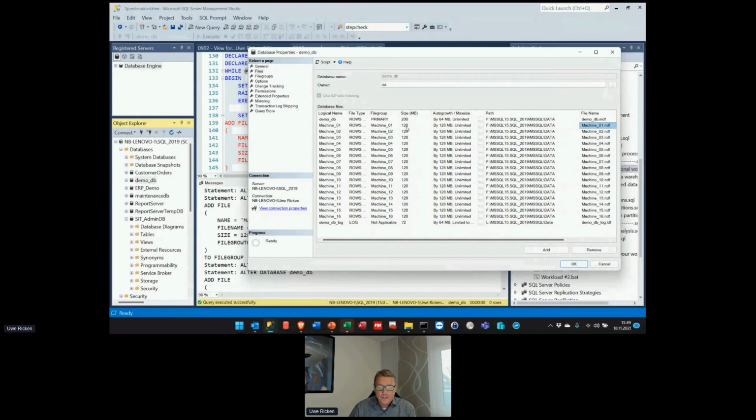And you see also every file has the same size, the same growing. And now we have the physical layer finished here.